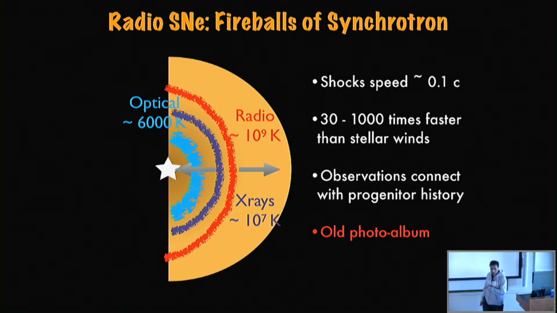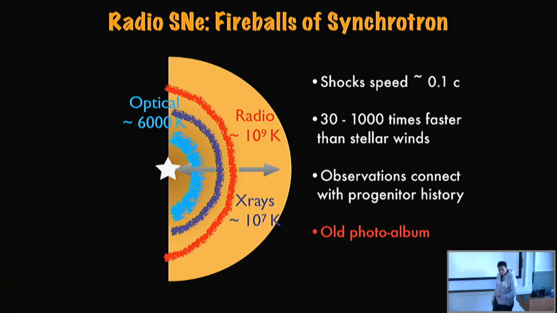But the shock speed, as we have seen in most of the radio supernovae, is really fast. It moves at a fraction of the speed of light. So it samples the space around the star very rapidly. If you compare that with the stellar outflow, the stellar wind is about 1,000 kilometers per second, or in the case of large stars, about 10 kilometers per second. So compared to that, the shock speed is about 30 to thousands of times faster, which means you're sampling the space around the star really rapidly.